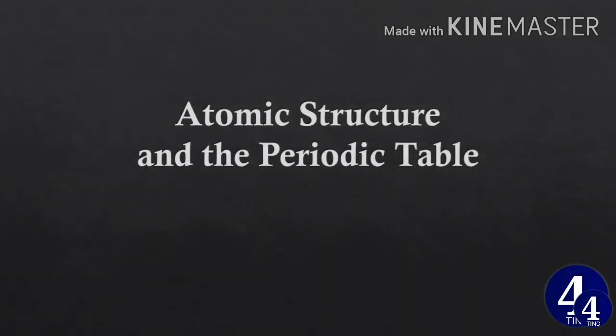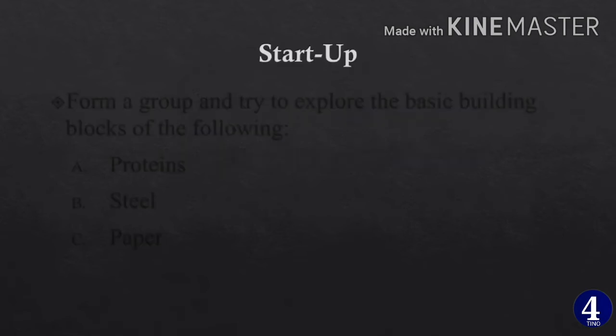As I told you, this is Unit 2, which is Atomic Structure and the Periodic Table. Today, we will be looking at some issues related to Dalton's atomic theory and the modern atomic theory. To begin with, let me ask you some startup questions, for you to discuss with your friends, or you can answer these questions by yourself.